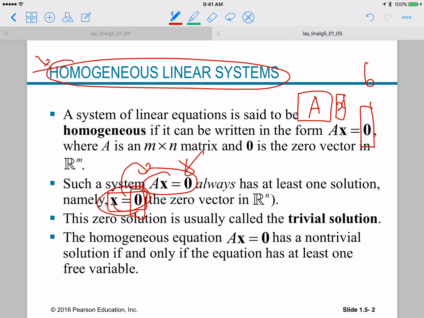So in this case, among the 3 cases, having no solution, one solution, or infinitely many solutions, it is impossible to have no solution. So the no solution case is not possible in this case, okay? So let's think about why.